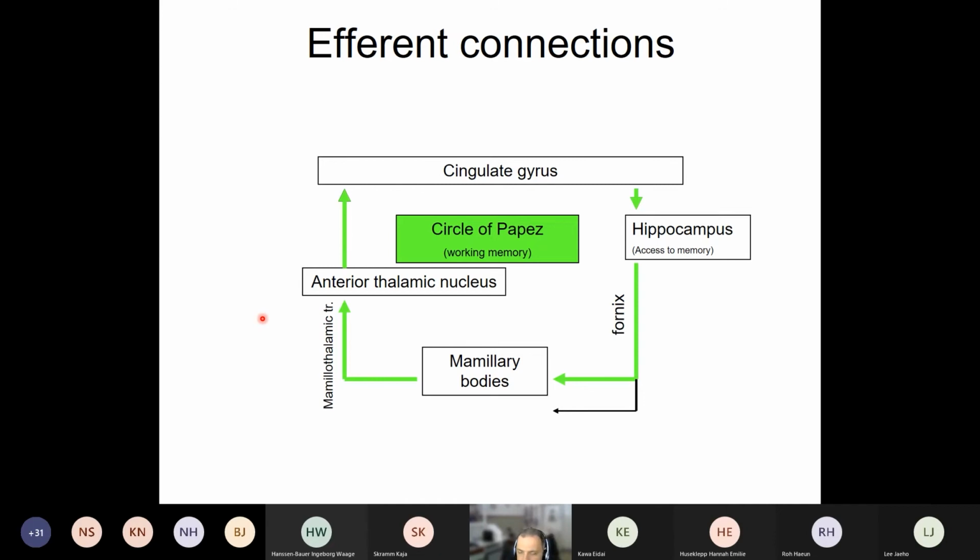Until now, this slide shows nothing else than the circle of Papez, or puppets, as I mentioned. So once again: hippocampus, fornix, mammillary body, anterior thalamic nucleus, cingulate gyrus, hippocampus. The green arrows refer to the tracts I showed you in the earlier slide of mine. So this is where the information runs around.